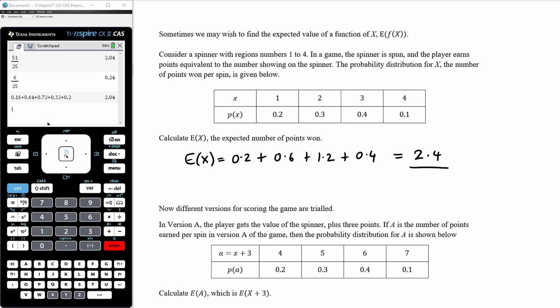Obviously, when we spin the spinner, we can't ever earn points of 2.4, but if we were to play this game hundreds of times and average our score, it should, in the long run, average out to be 2.4. Okay, so now let's think about trialling different versions of this game.